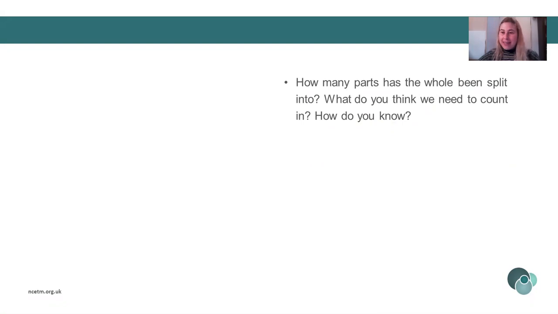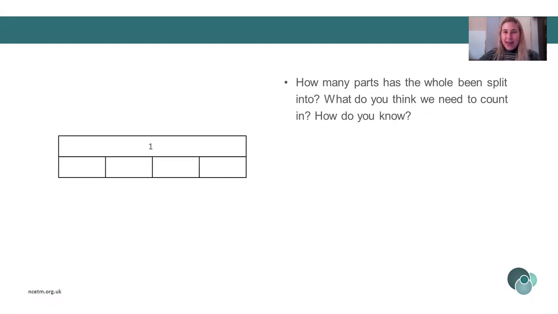So I'm going to show you some bar models where our whole is 1, and I want you to think about how many parts the whole has been split into. So what do you think we need to count in? How do you know? So here's the first bar model. How many parts has it been split into? Whenever I'm asking a question now, you need to answer. Okay, so what do you think we need to count in if our whole has been split into 4 equal parts? Remember that 1 whole is 100 hundredths, and 100 divided by 4 is 25 hundredths. So I can fill it in, 25 hundredths, 25 hundredths, 25 hundredths, 25 hundredths.